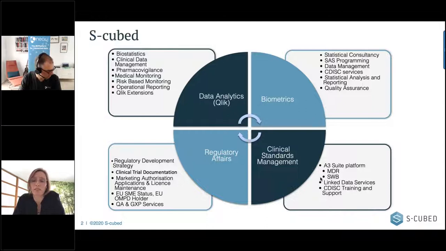The part that I'm part of is the bottom right half, which is what we call clinical standards management. We are building a tool based on graph technology, which we call A3 Suite. It's a graph-based platform that allows the pharmaceutical industry to work with standards. We have what we call an MDR, where people manage the different standards for clinical studies. Then we have another tool that we call Study Workbench, which allows users to set up studies. We also provide services helping people in the pharmaceutical industry adopt graph technology. And then we provide training in CDISC, which is a data standard used within the pharmaceutical industry.